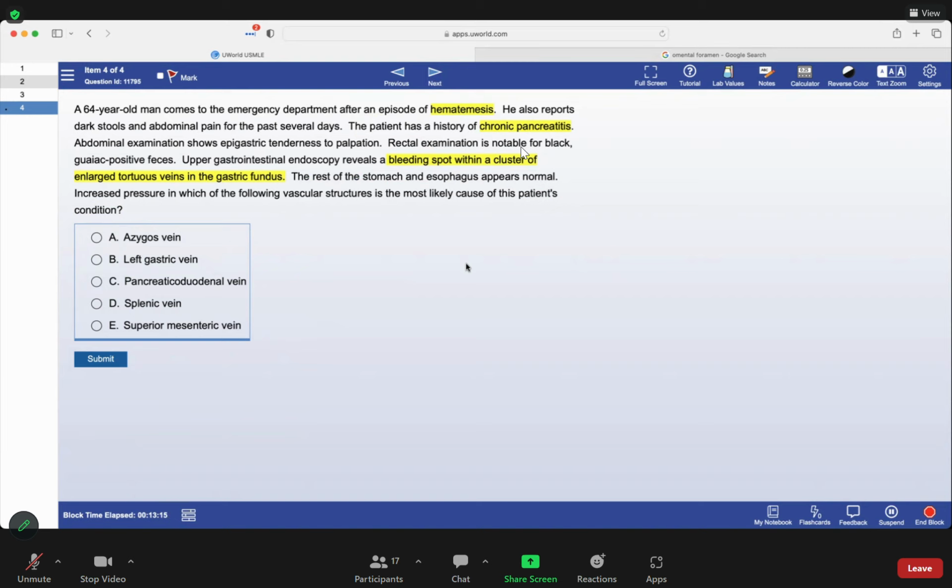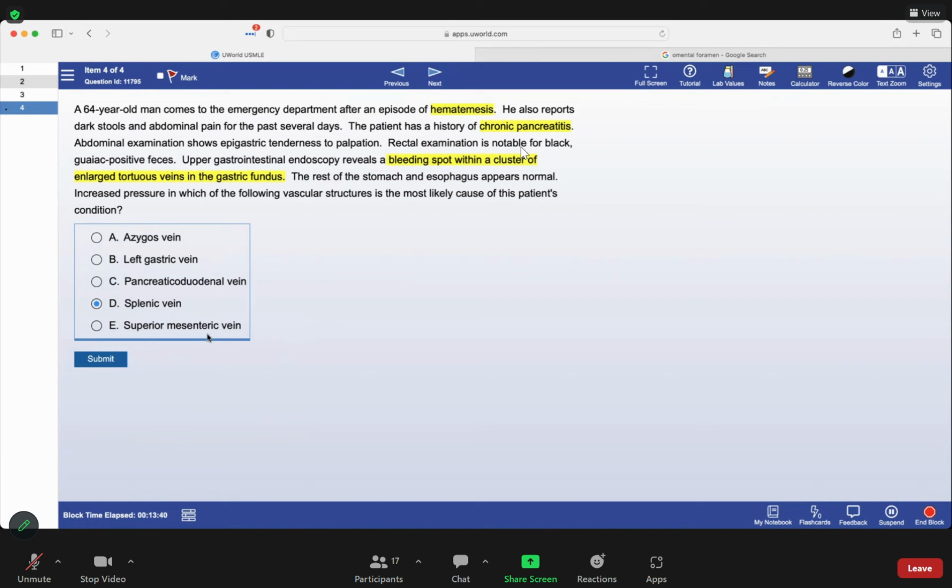What's happening here? Why do you think the fundus blood vessels are tortuous? That means these veins are not able to drain. Does that make sense, folks? When do you think you cannot drain? When the splenic vein is obstructed. Whenever the splenic vein is obstructed, the blood from the fundus area cannot drain. Does that make sense, folks? So which blood vessel is that? Short gastric veins. Is that clear, folks?